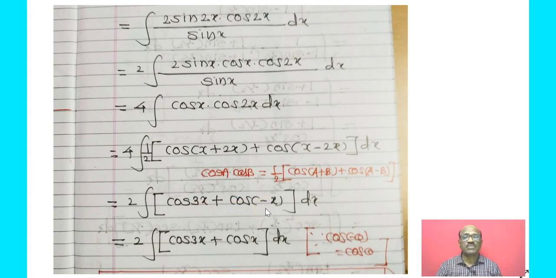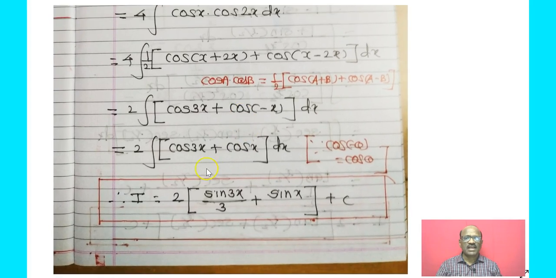But again, what is the cos of minus theta? It is cos theta. Cos absorbs the negative sign and sin reflects the negative sign, that is, sin of minus theta is equal to minus sin theta. Therefore, we integrate 2 [cos 3x plus cos x]. The integral of cos 3x is sin 3x upon 3, and the integral of cos x is sin x. Therefore, I is equal to 2 [sin 3x upon 3 plus sin x] plus c.